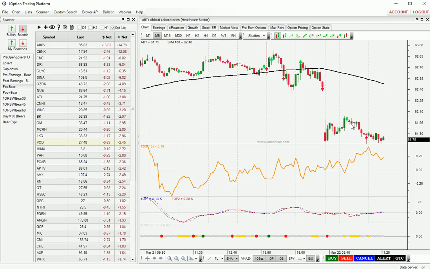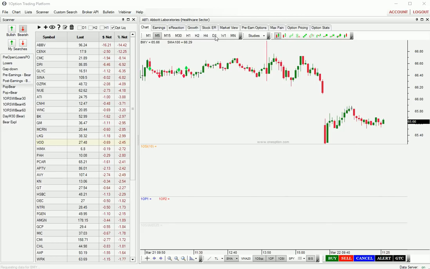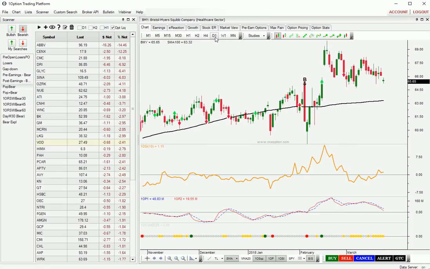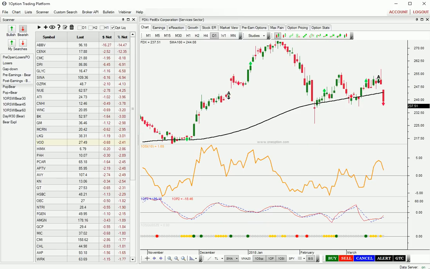You might be able to short a bounce like that, but I don't see anything in Abbott. It's been pretty stable down in here, so it wouldn't be a favorite of mine. BMY, drifting lower, got horizontal support right there. I'm going to keep looking and see if I see anything.